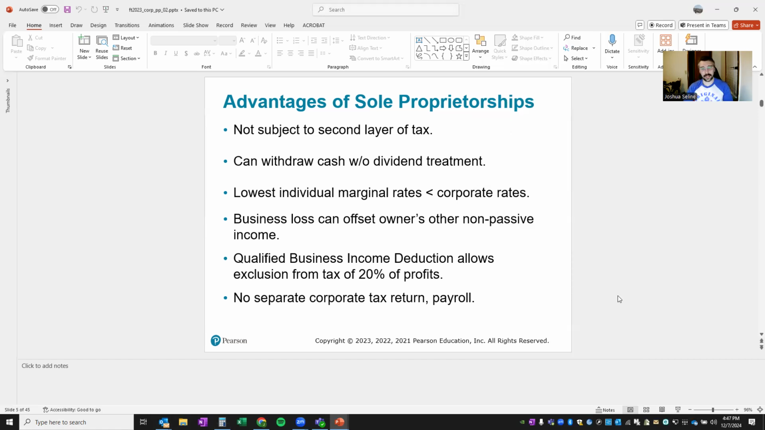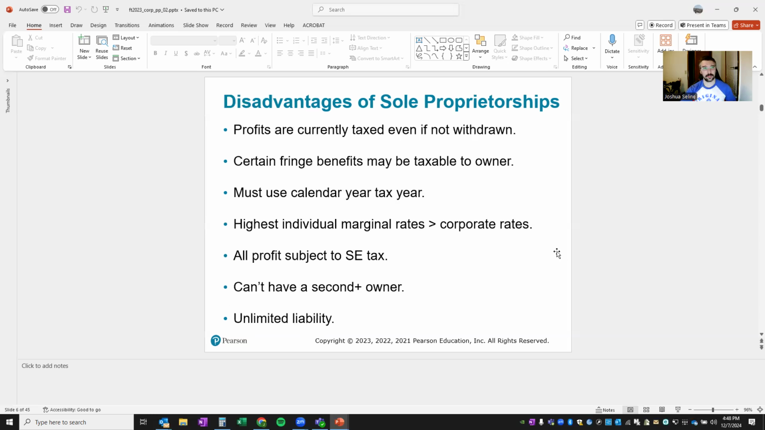No separate corporate tax return or payroll. You're looking at quarterly payroll tax returns, 941s, state returns. There's less admin work involved with it. Disadvantages of sole proprietorships. Profits are currently taxed even if not withdrawn, so that $100 that we have, even if you don't withdraw that, you're paying taxes on it.